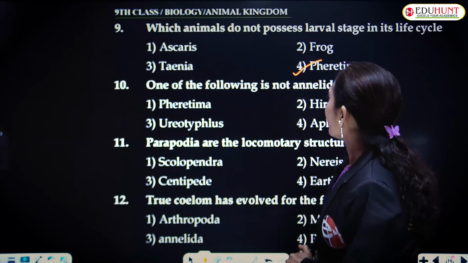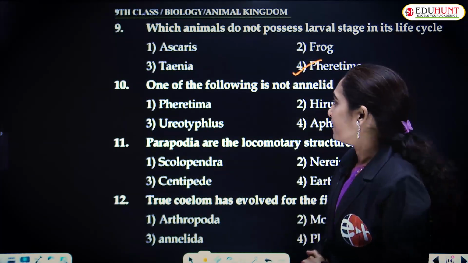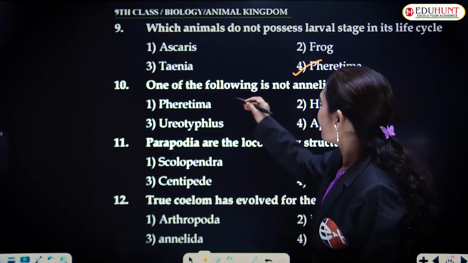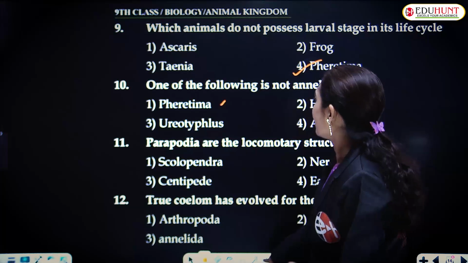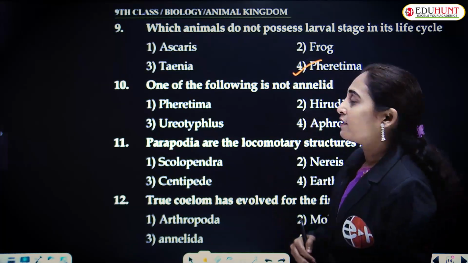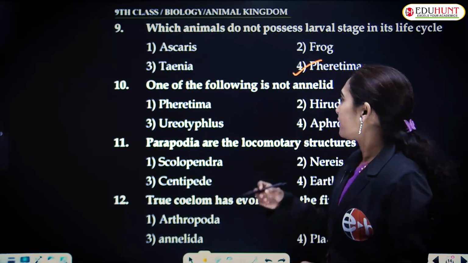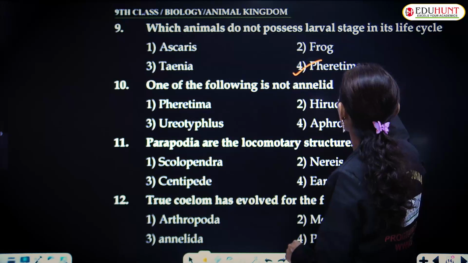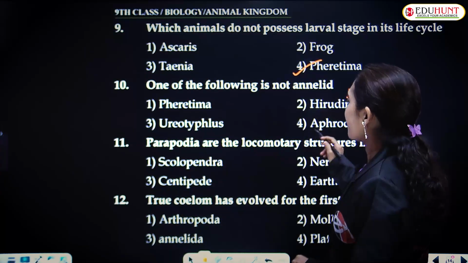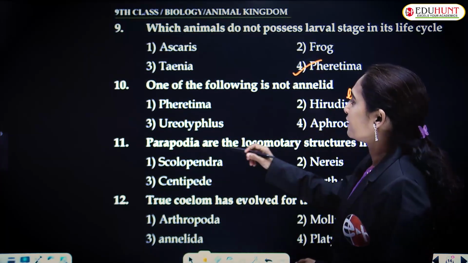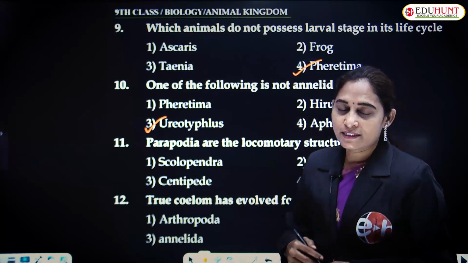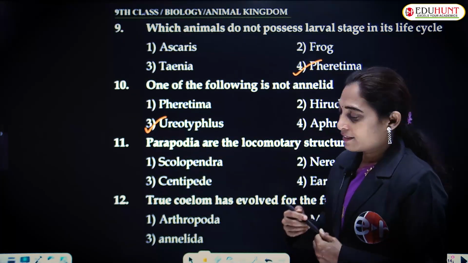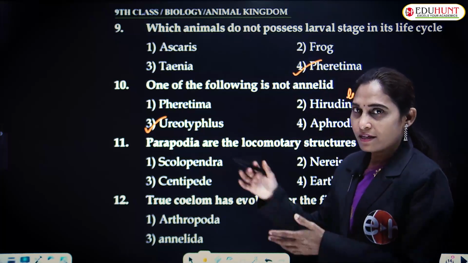One of the following is not an annelid. Pheretima, it is an earthworm. Yes, it is an annelid. And Hirudinaria, yes, it is also an annelid. It is a leech. Aphrodite, also an annelid. Ureotyphlus, it is not an annelid. It is a caecilian. It's a chordate.